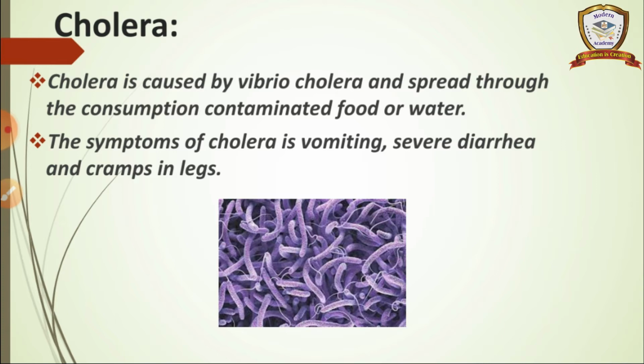So cholera also spreads because of the Vibrio cholerae bacteria. Okay, Vibrio cholerae bacteria, and it is spread through contaminated food. Contaminated means dirty food or water. The symptoms are vomiting, diarrhea, that is loose motion, and cramps in legs. Cramps means swelling. Okay, and we can prevent this cholera. How? We have to take care of good hygienic practice and we have to avoid eating uncovered food.